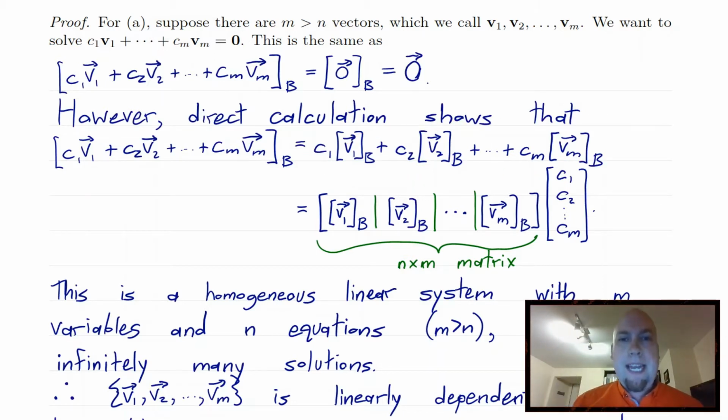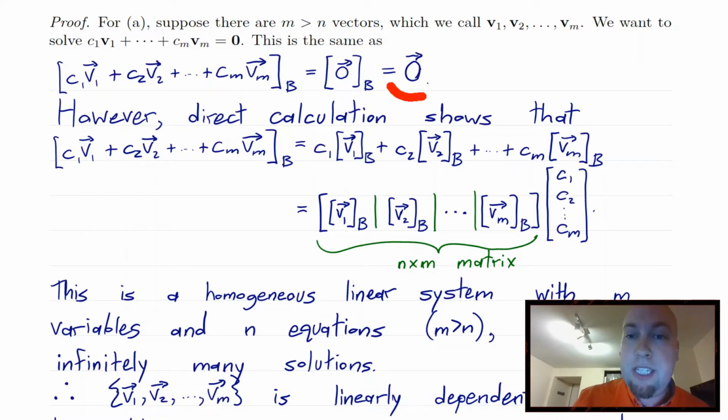Now the nice thing is, we want this to equal the zero vector. We're asking, is there a non-zero set of c's that makes this equal the zero vector? Well, this is just a linear system, and we know all about linear systems. This is an n by m linear system. In other words, there are n equations and m variables. There are more variables than there are equations.